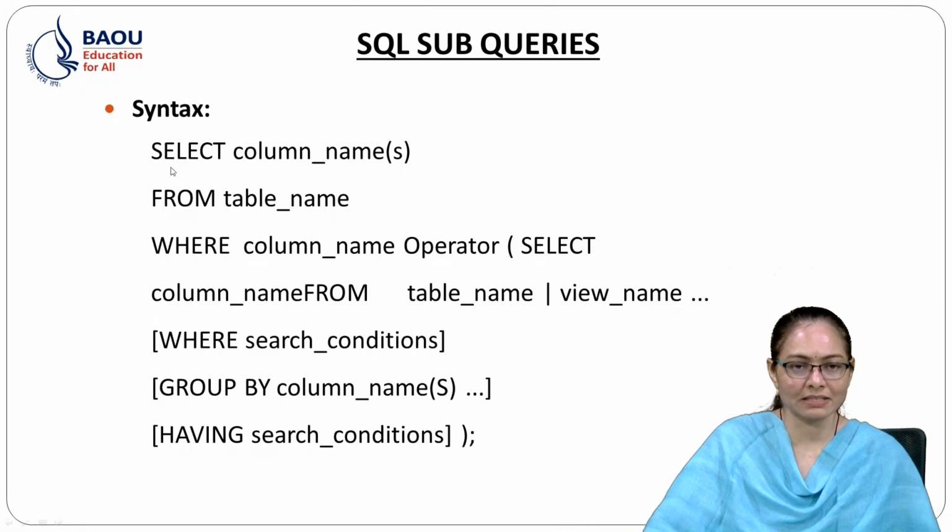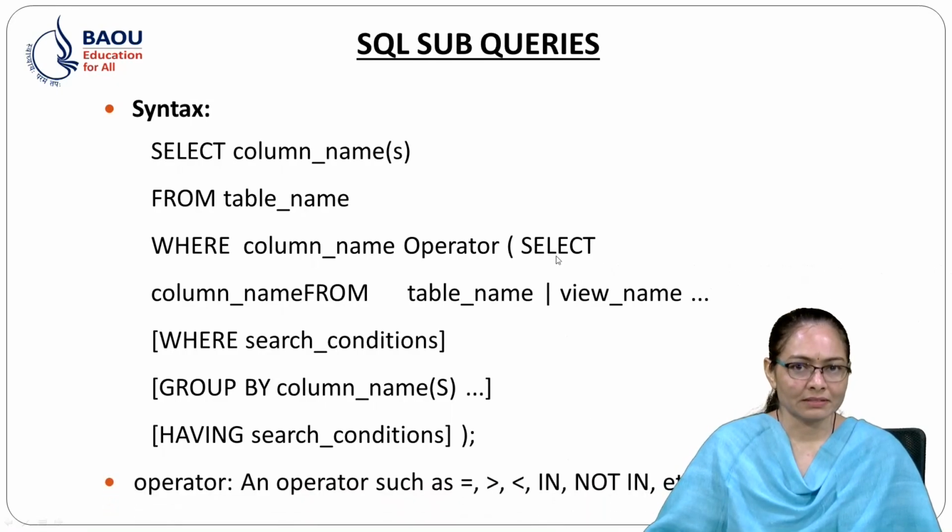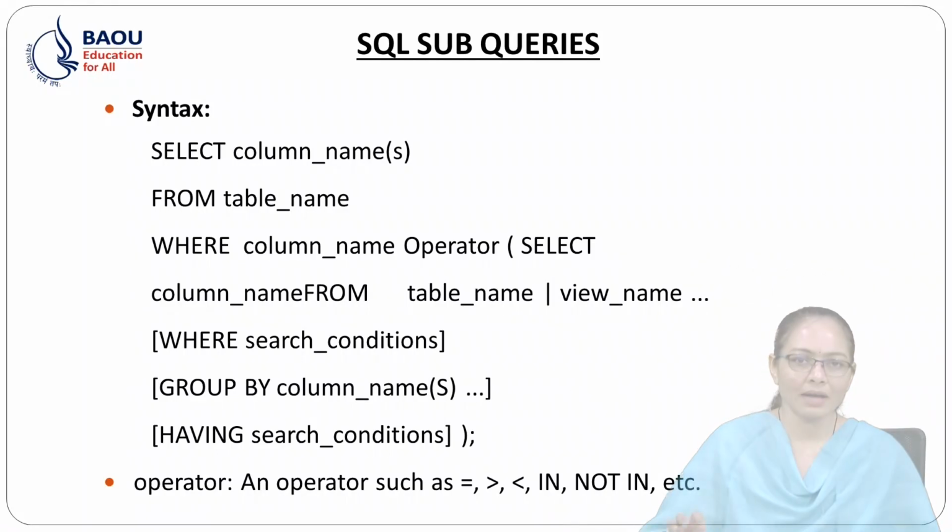Here we see in the syntax, the select statement is called the outer query. And here is the round bracket, this one is the inner query. Now the operators such as equal to, less than, greater than, in, not in, are all used here. Operators are used in a where condition. Now we can learn the subquery using an example.